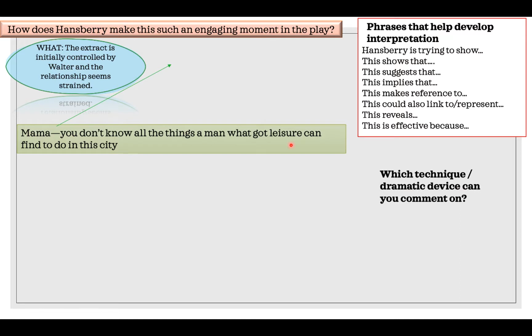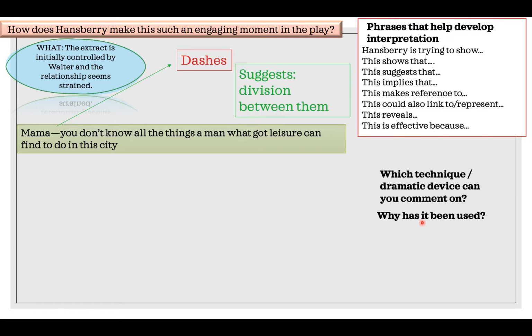So the first thing we want to do is, we've included the evidence and now we want to talk about a technique or dramatic device that we see. So the first thing that stands out is a dash. So I'm going to say that a dash is here, but then you want to actually comment on why the dash has been used. So you could say, okay, well, the dash suggests division between them. Like it physically divides or cuts the line. So we could say that actually this is symbolic of the divide between mother and son at this stage.